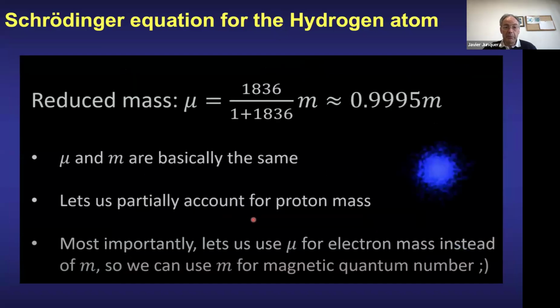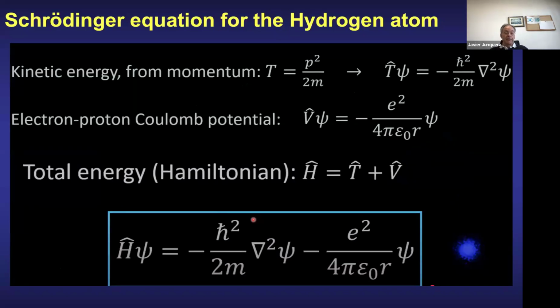Due to the symmetry of my problem, it is very useful to use spherical coordinates, because my problem has angular symmetry. So essentially, all the angular directions are the same, and the only important magnitude here will be the distance between the electron and the nuclei.